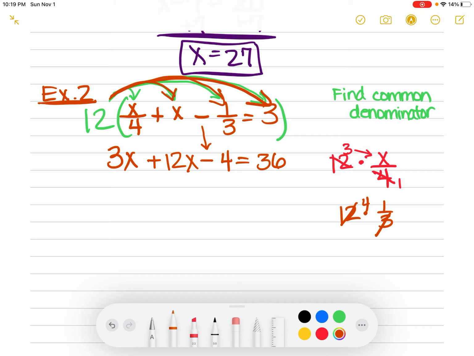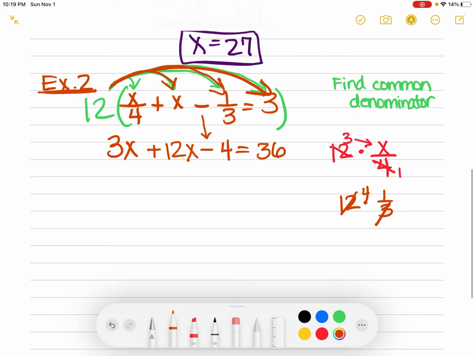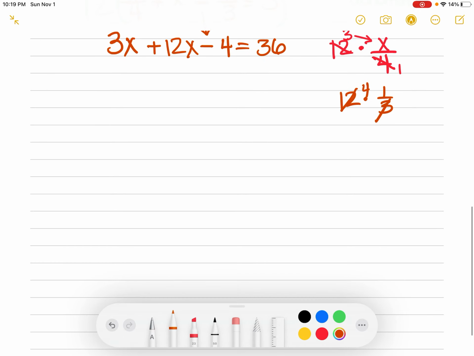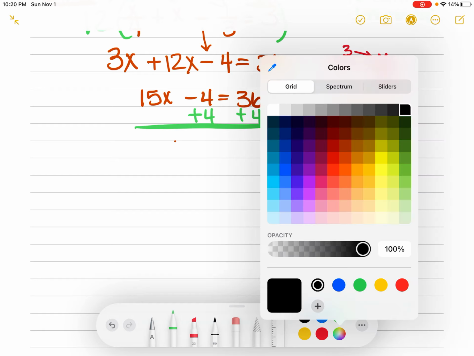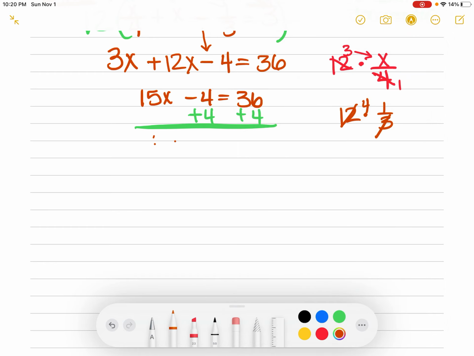So I multiplied everything by 12. And now do you see what we have left? All we have left are whole numbers. We don't have any more fractions. And now it's an easy problem to do. I add my like terms. 3x plus 12x is 15x. Minus 4 equals 36. Then I'm going to, no, not divide, sorry. I'm going to plus 4. Not talking well today. And then I'm going to say I have 15x equals 40. Now I'm going to divide by 15.